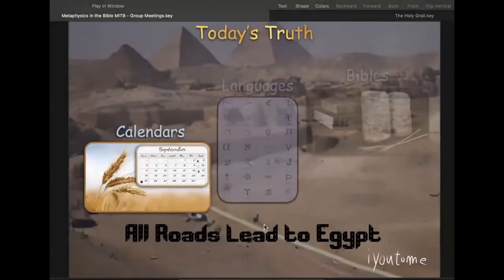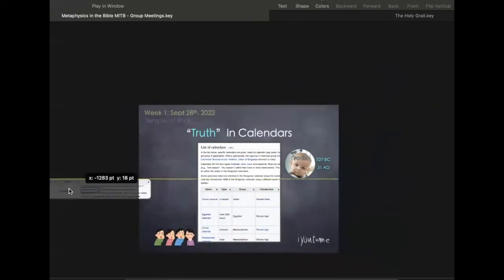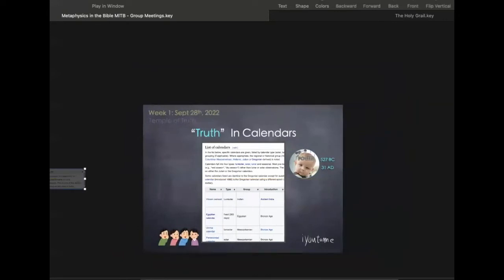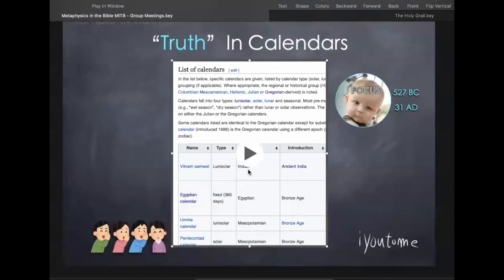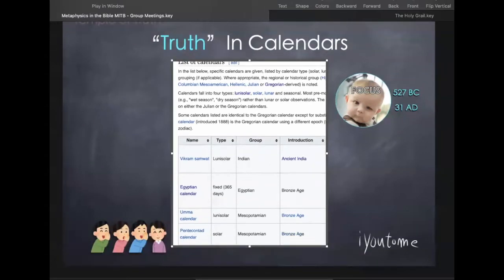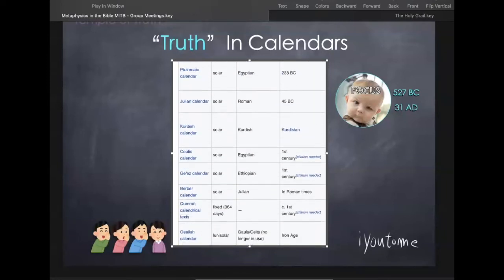Any questions? We're going to move on to calendars. What's the truth in calendars? So let's show you a quick list of all the different calendars. So here you go, a bunch of calendars. What do we need a calendar for, right?